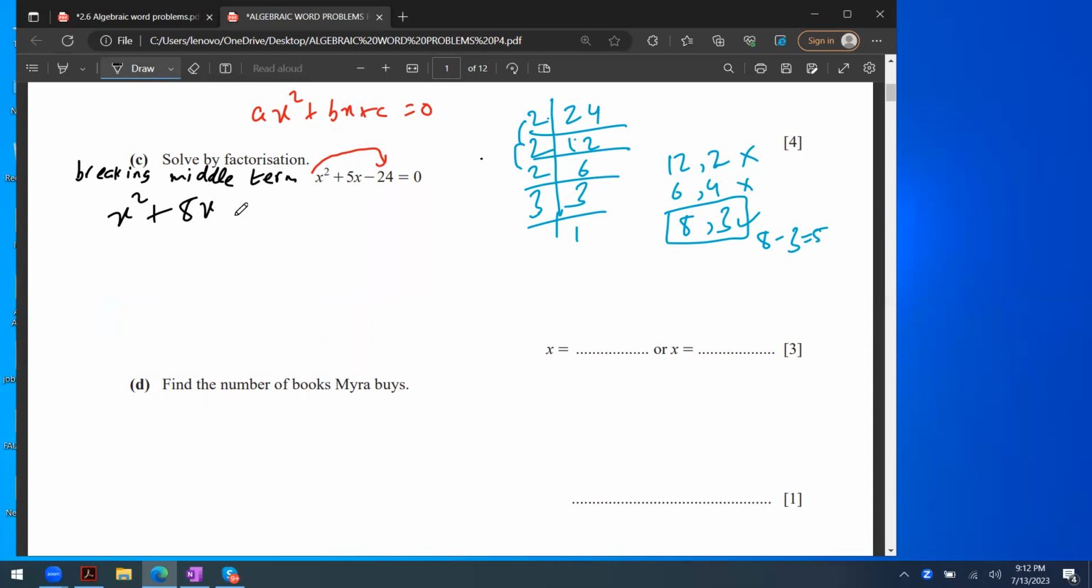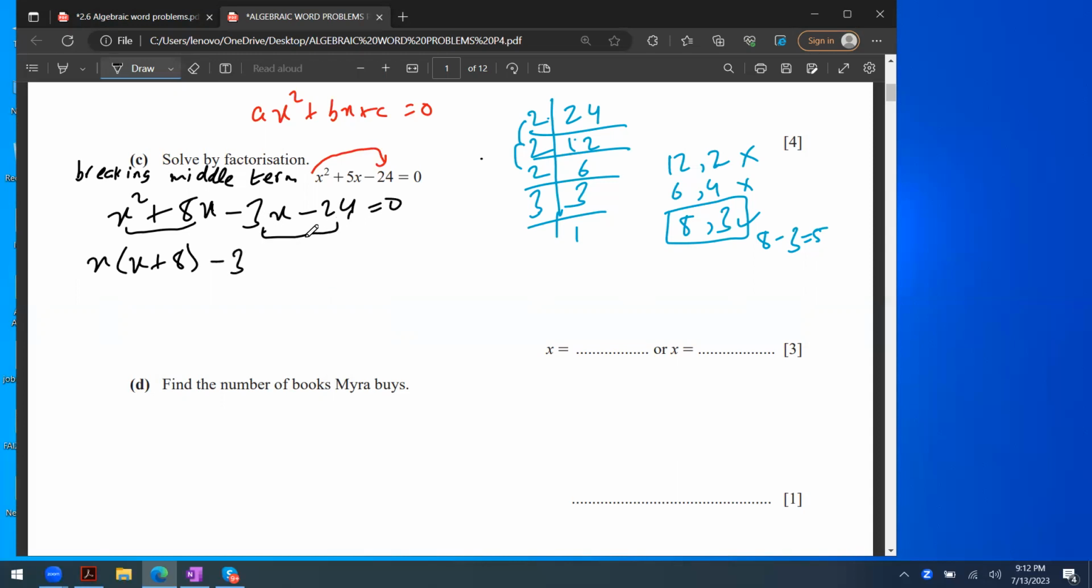x squared plus 8x minus 3x, we need to subtract, to get 5x minus 24 is equal to 0. Next step is you take common from the first two. What can you take common? Maximum, just x. So it will become x plus 8. What can you take common from these three?